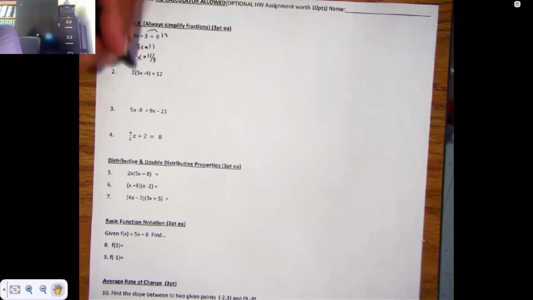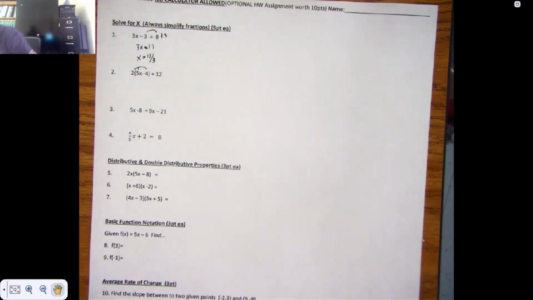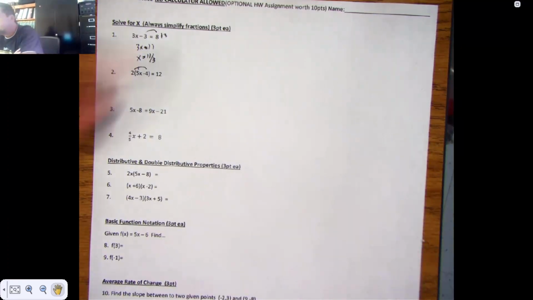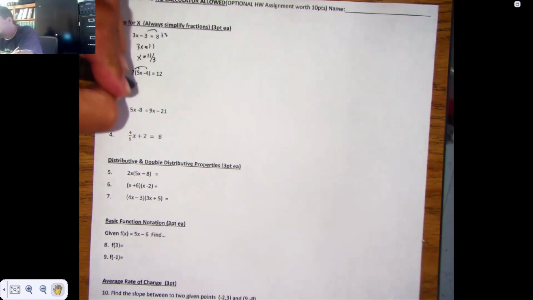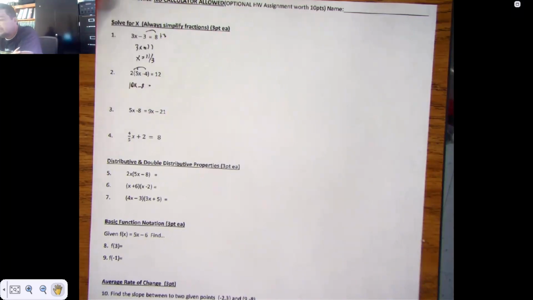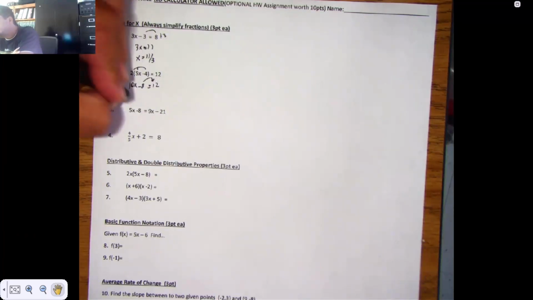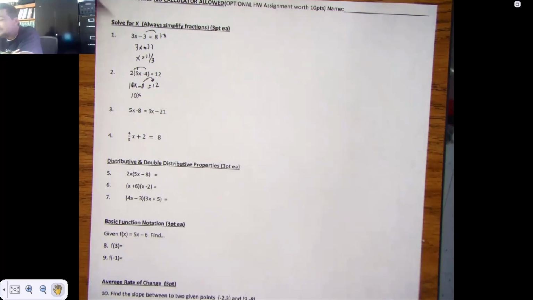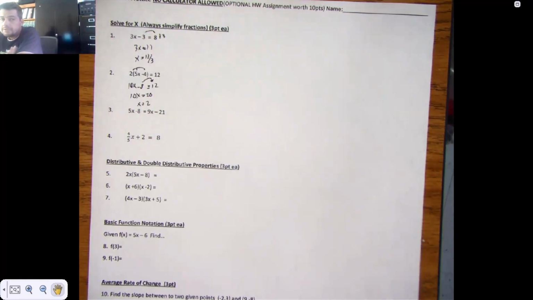Number 2, first thing that pops into my mind is called the distributive property. Twice a 5x is a 10x. Twice a negative 4 is a negative 8. And it only goes to these two terms. It's not on the other side of equality. So we still got a 12 on the right-hand side. Now we jump that 8 over. 12 plus 8 is 20. Divide by 10, we get a 2. x is 2.